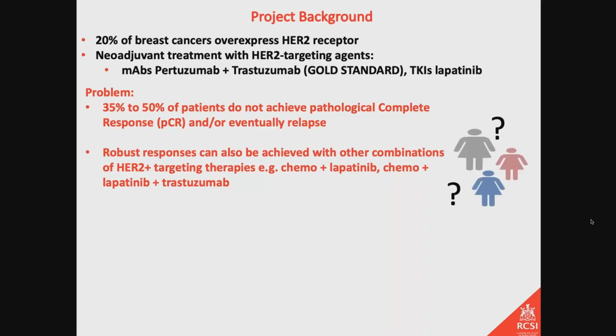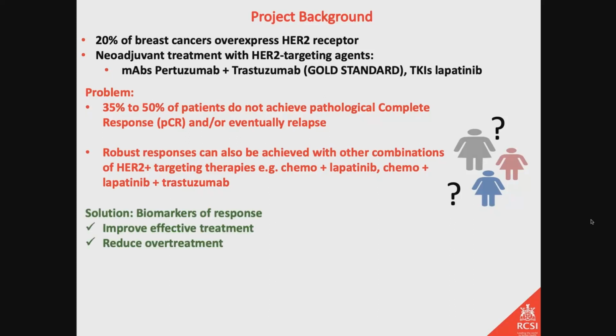However, at the moment, there's no way to determine which therapeutic regimen is more likely to be effective in an individual patient. So that means there's a need to identify biomarkers of response in this breast cancer subtype to improve effective treatment and reduce overtreatment. So how do we know where to look for biomarkers of response?